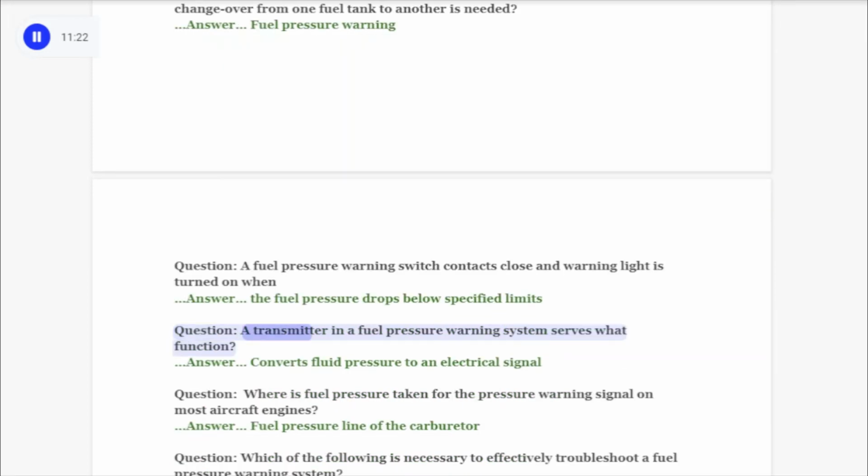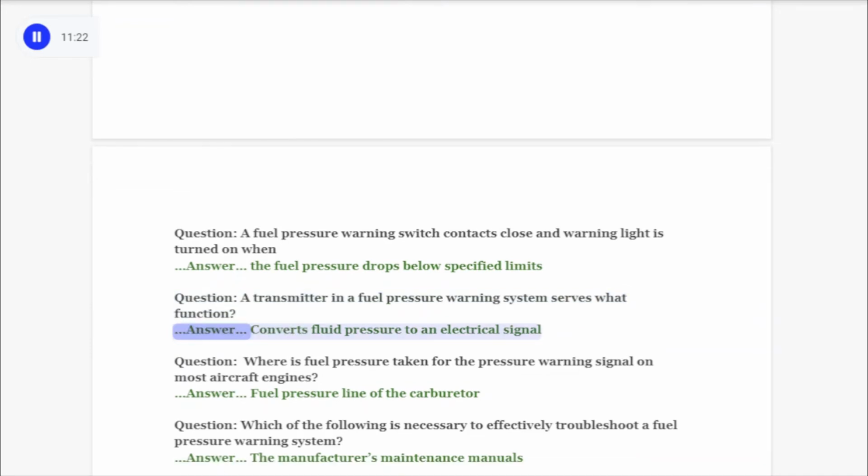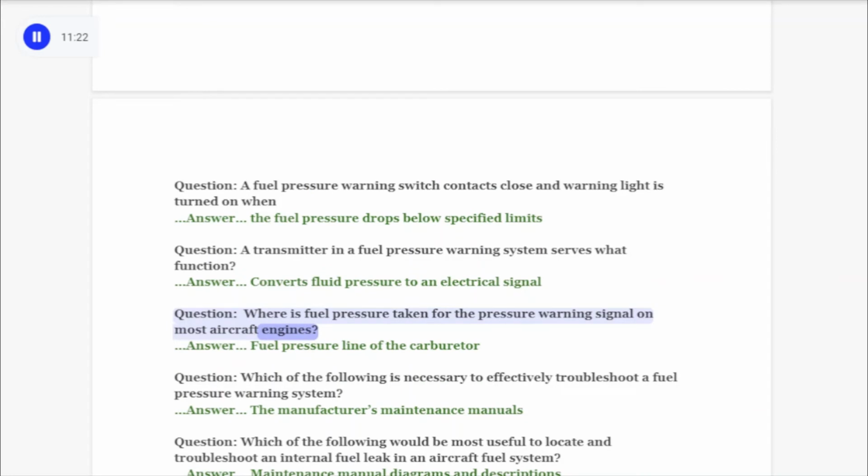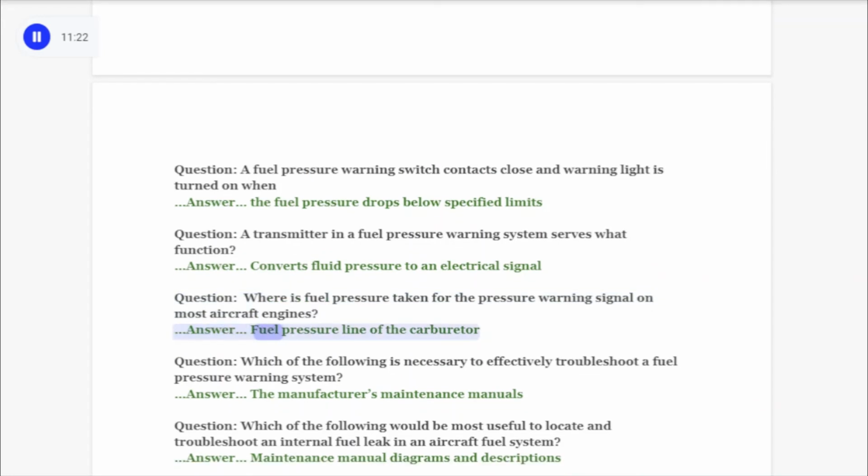Question: a transmitter in a fuel pressure warning system serves what function? Answer: converts fluid pressure to an electrical signal. Question: where is fuel pressure taken for the pressure warning signal on most aircraft engines? Answer: fuel pressure line of the carburetor.